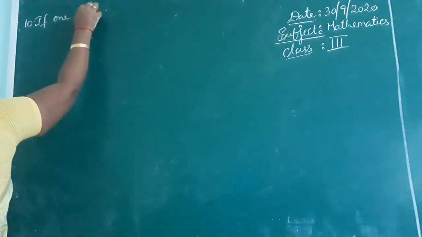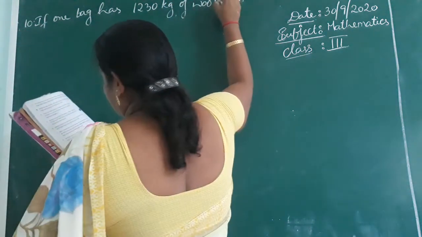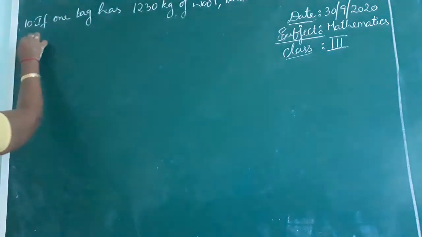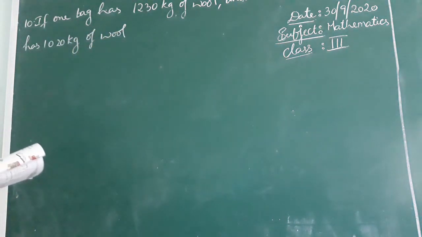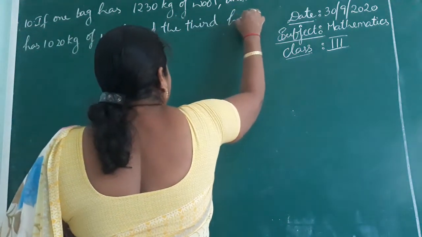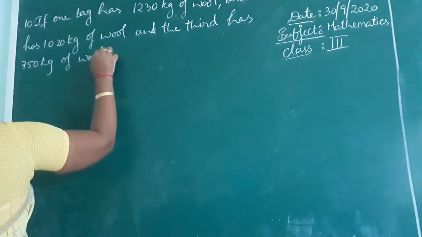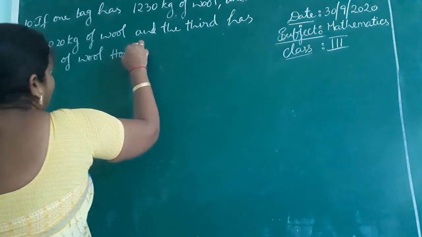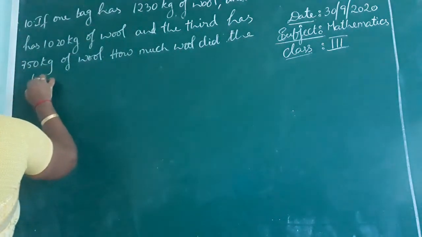If one bag has 1230 kg of wool, another has 1020 kg of wool, and the third has 750 kg of wool. How much wool did the black sheep have?